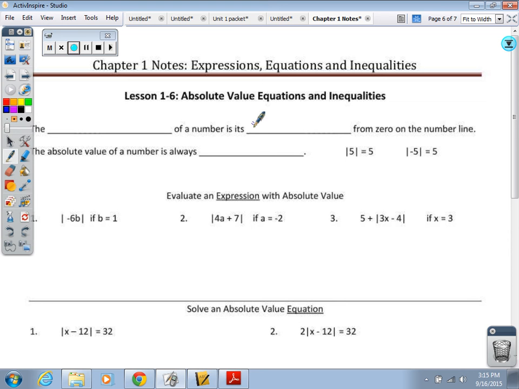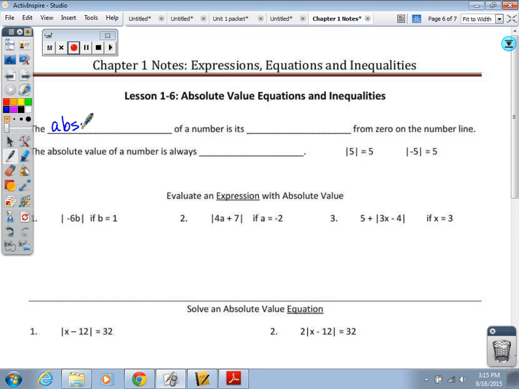Give me just a moment. So what you're looking at here, it's the absolute value of a number. I'm just going to fill these in. I don't like how that looks, so let's erase that. Let's make it a little thinner.